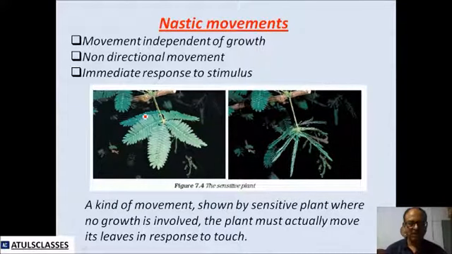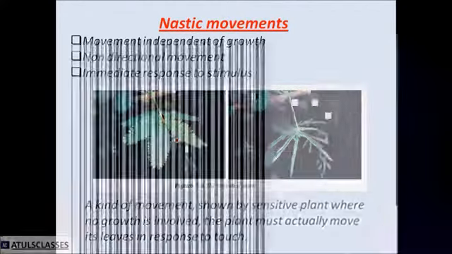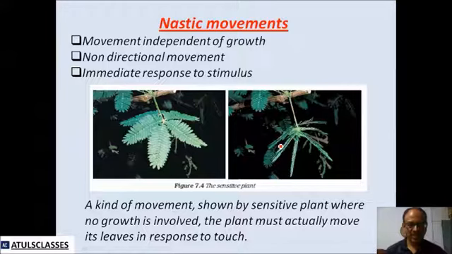Before going into details of these, we'll first take the movement that is called Nastic movement. And you just now heard that it is independent of growth, non-directional, and it immediately gives response to the stimulus. This is a touch me not plant, mimosa, and you are seeing that the first picture shows it without any touch, and the other picture shows when it is touched.